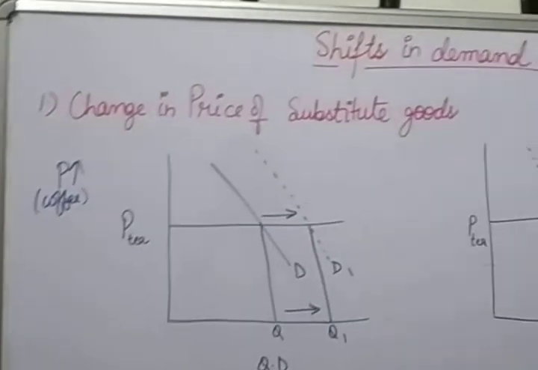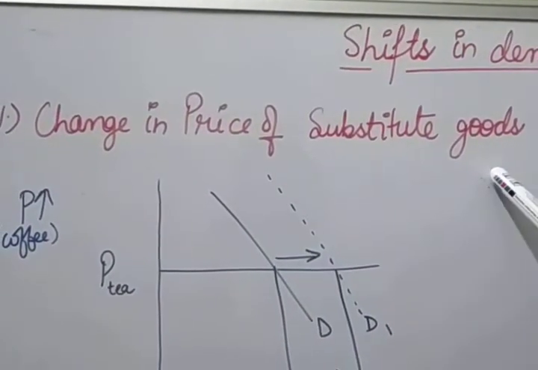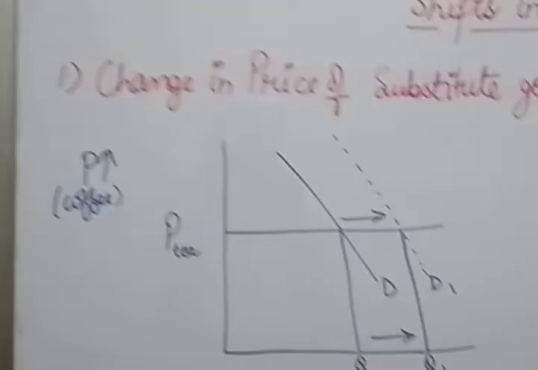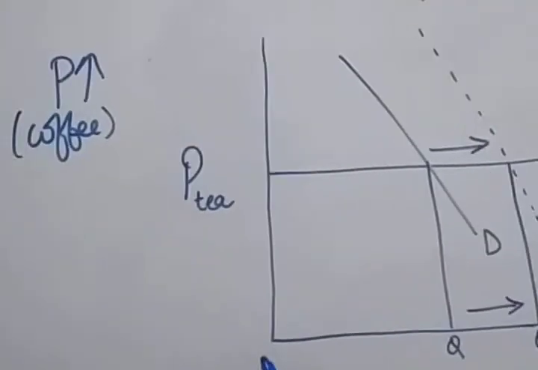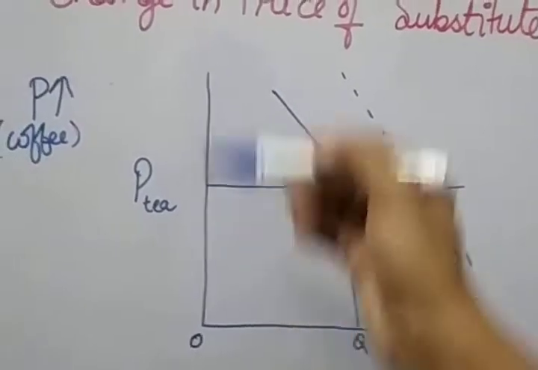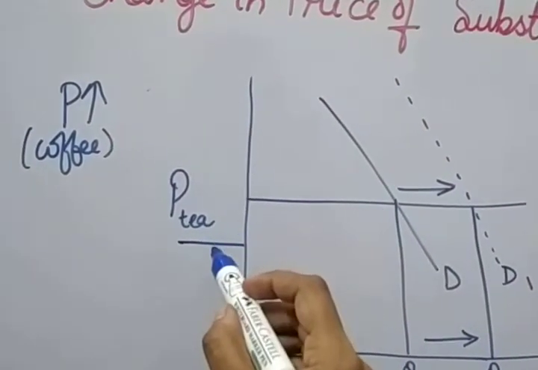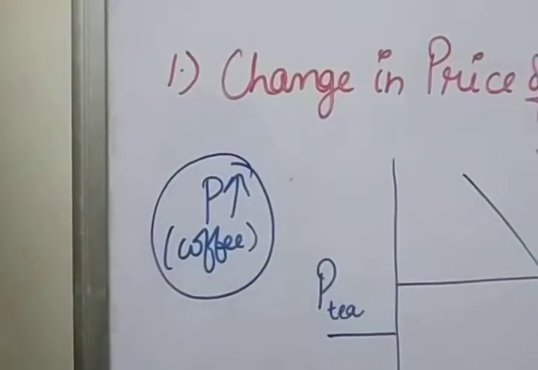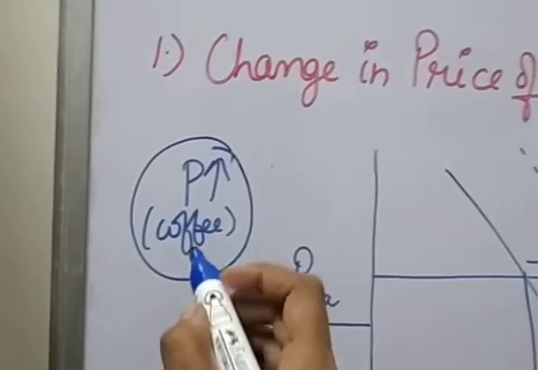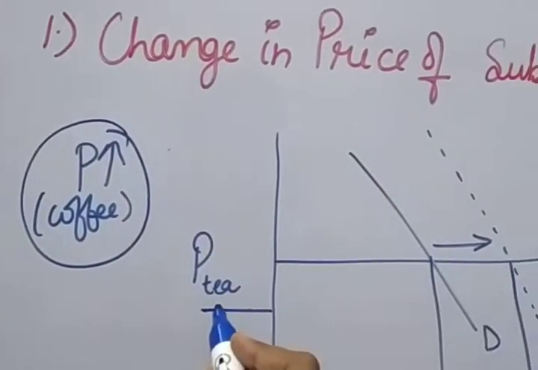In the price of related goods, the first type of goods is substitute goods. For substitute goods, I am taking the quantity on the x-axis and the price of tea on the y-axis. What is the substitute good of tea? That is coffee. Now the first condition: if the price of coffee increases, how will it affect the demand for tea?